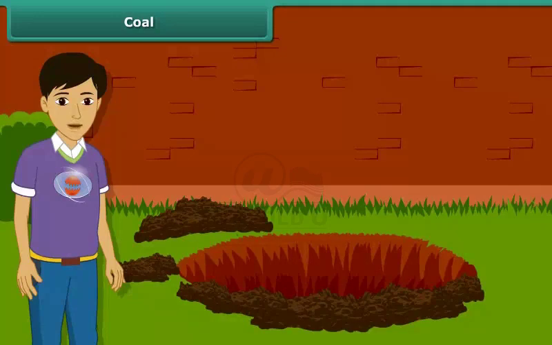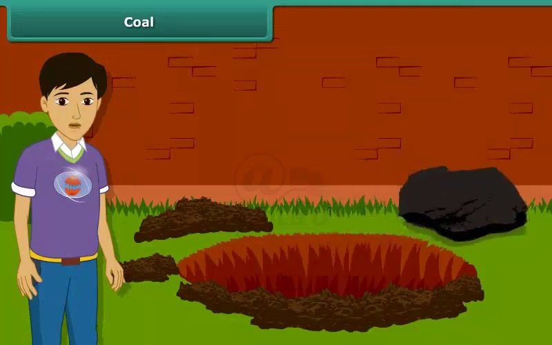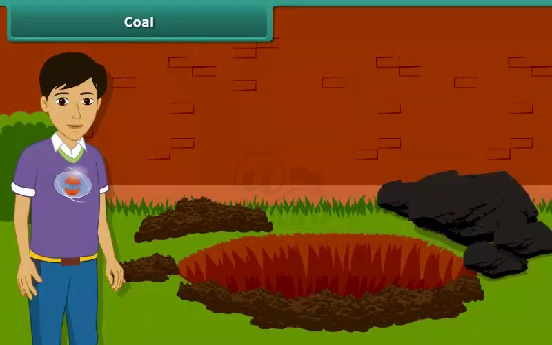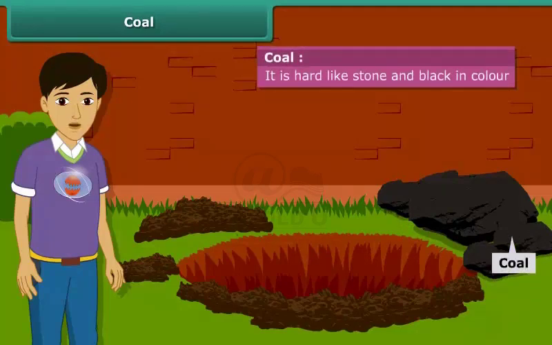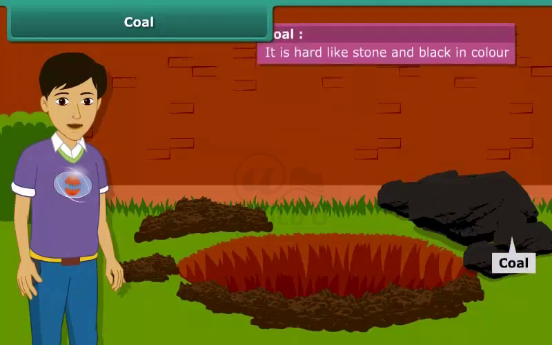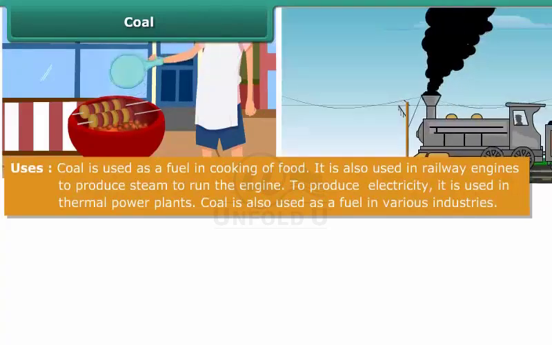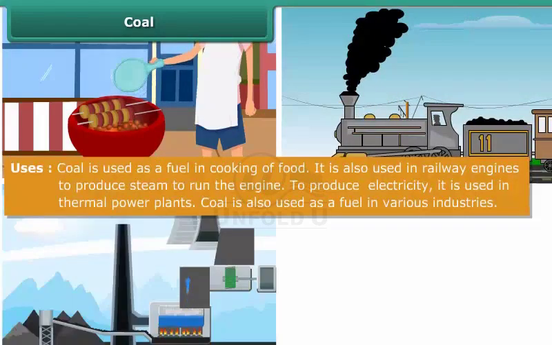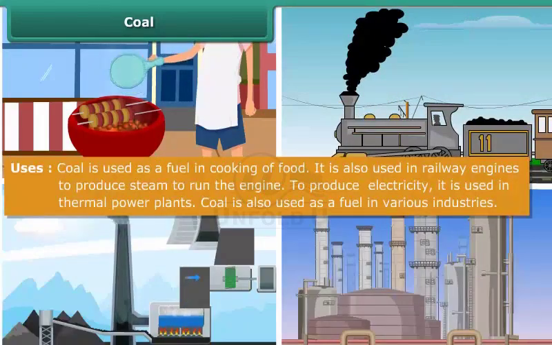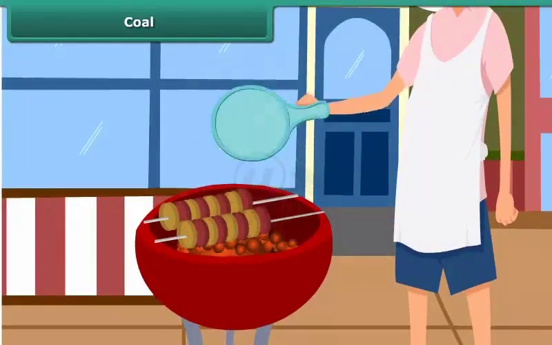Let us start with coal. You may have seen coal in your surroundings. It is hard and black in color. Coal is used for a variety of purposes such as cooking food, running railway engines, thermal plants, and various industries. After heating in air, it starts burning and produces carbon dioxide gas.